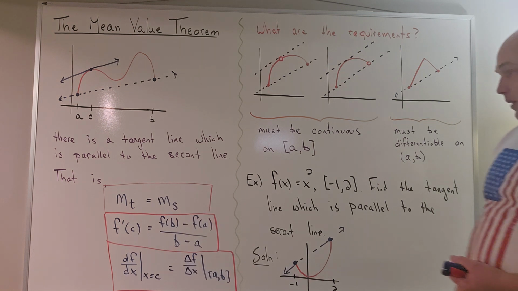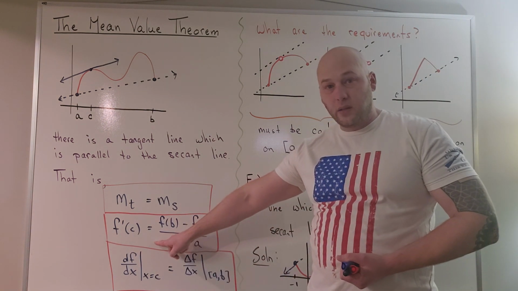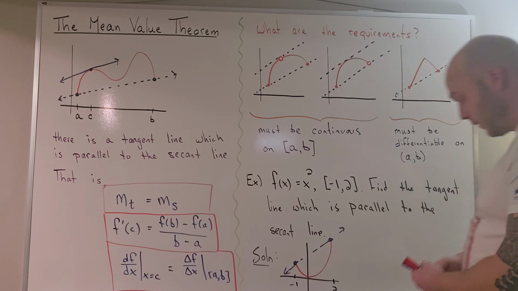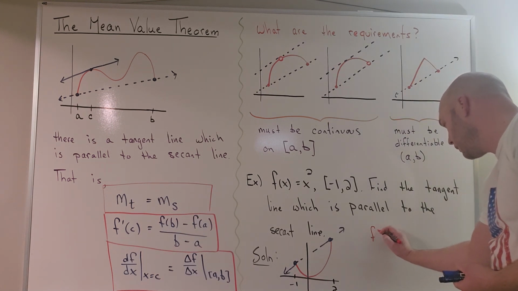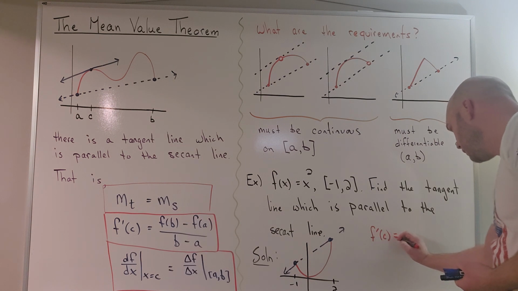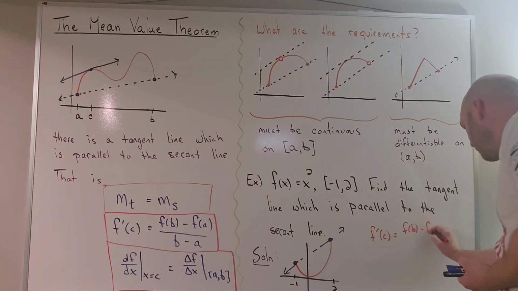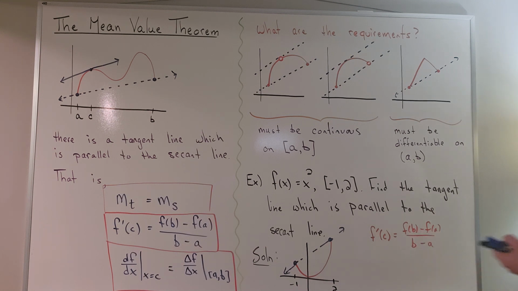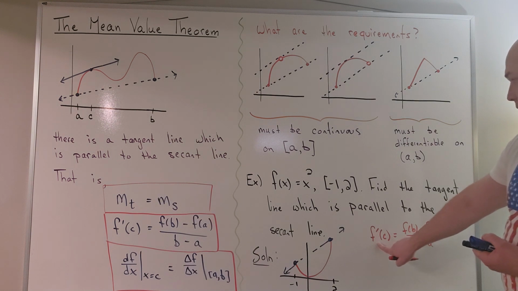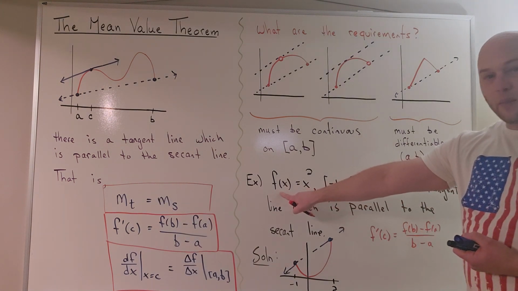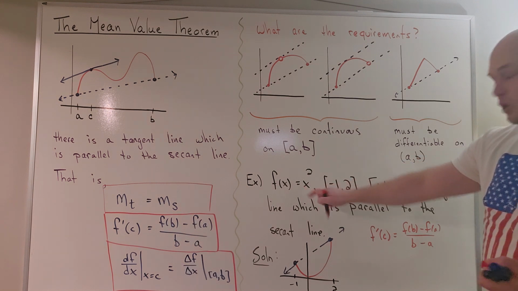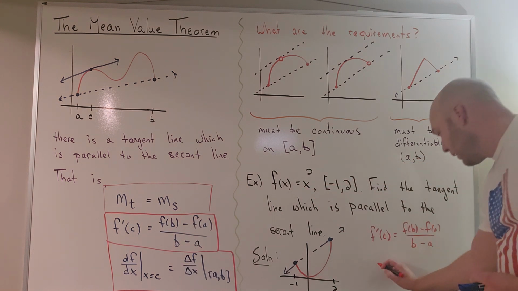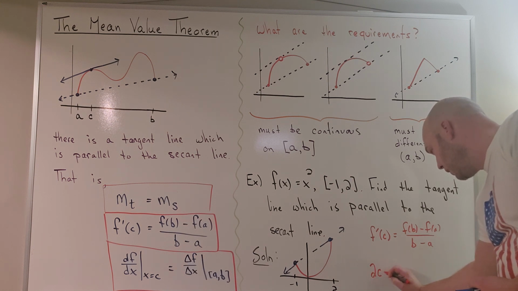What I'm going to do is set up this equation and solve for it. So I'm going to set up f prime of c is equal to f of b minus f of a all over b minus a. F prime of c, so in other words, take the derivative of the function and then plug in c. Of course, the derivative using the power rule of x squared would be 2x. Plug c into that, that means the derivative would be 2c.